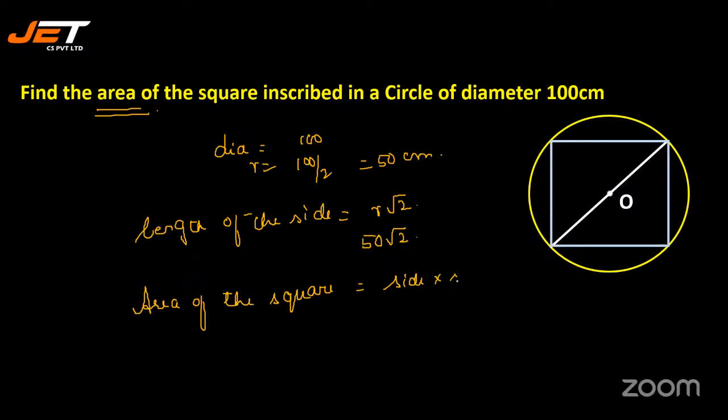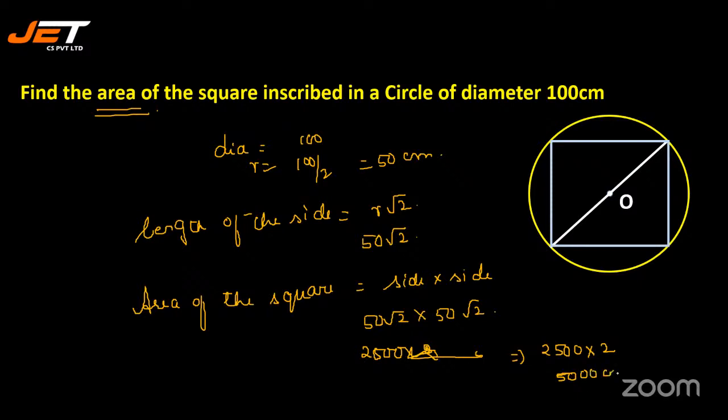Side into side, which is 50 root 2 into 50 root 2, which is 5 5s are 2500 into root 2 into root 2 is 2, right? So this is 2500 into 2, which is 5000 centimeter square, because area is always denoted by square centimeter or centimeter square, whatever.